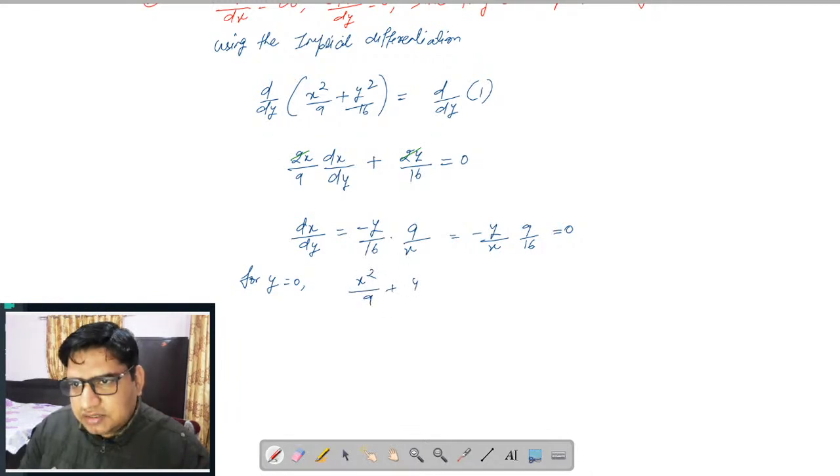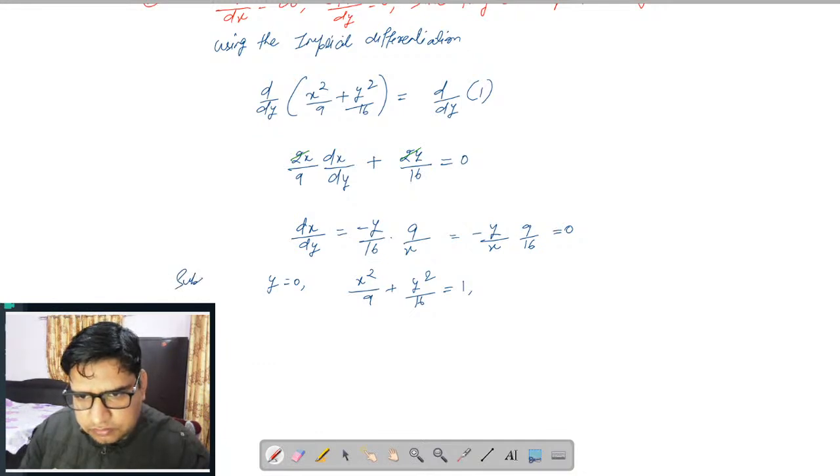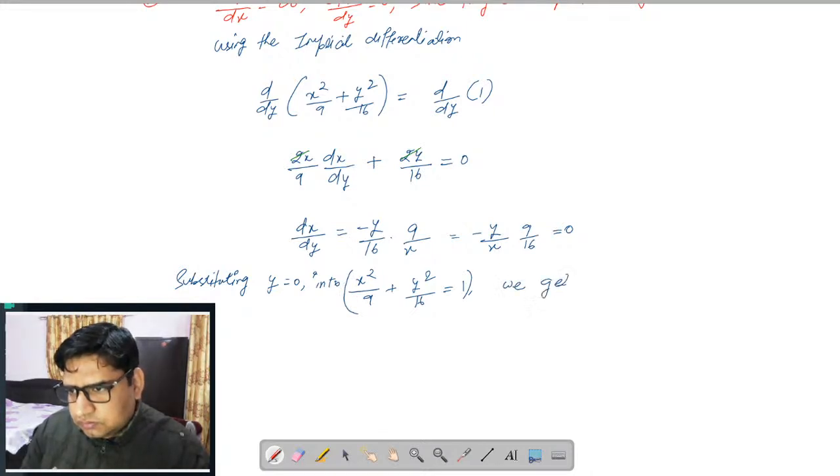we will simply write, substituting y is equal to 0 into this equation, x square upon 9 plus y square upon 16 is 1. So y is equal to 0 will result in x square upon 9 is equal to 1, and from here we get x is equal to plus minus 3.